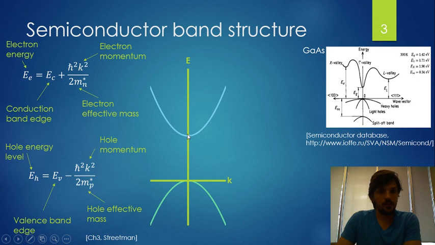A very important concept is that we end up with a band gap of forbidden energy levels, which is one of the unique properties of a semiconductor. Now, these conduction and valence bands are governed by these parabolic relationships, and you can find a lot more detail on this in chapter 3 of Streetman.